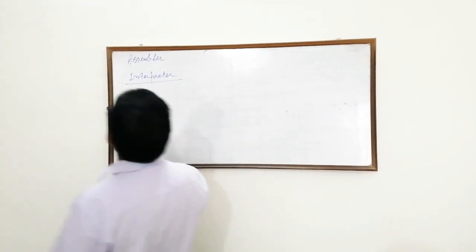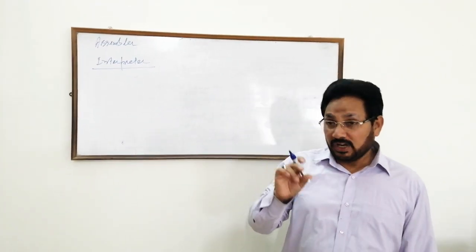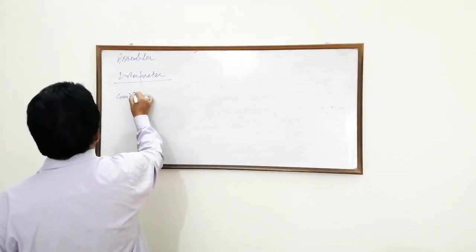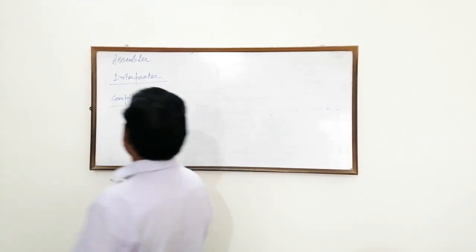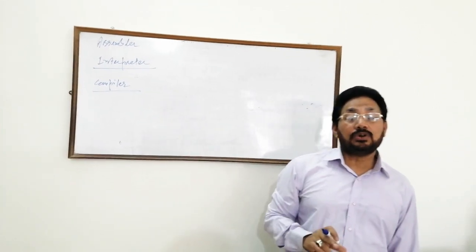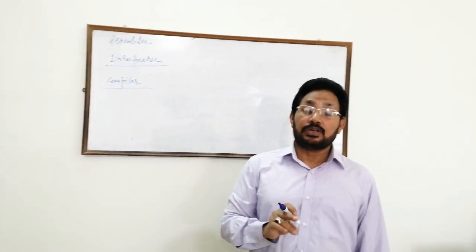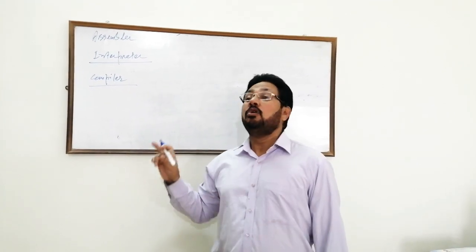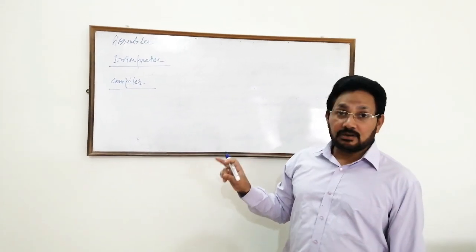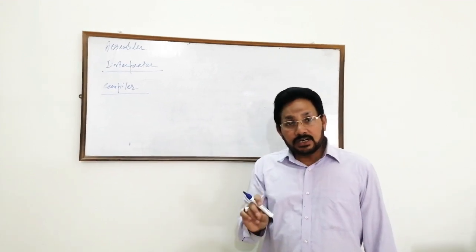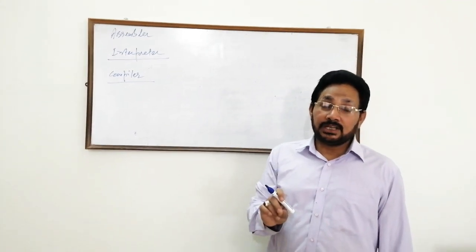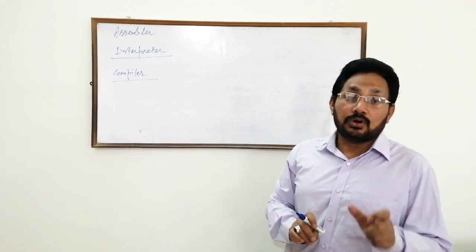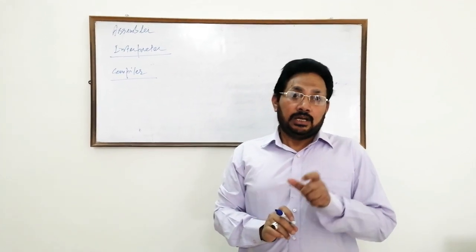Now, what is an interpreter? And one more definition I will take here, that is compiler, so that I will explain both together. Interpreter and compiler both are used to convert high level language to machine language. Interpreter converts the high level language to machine language, and it converts the program line by line.